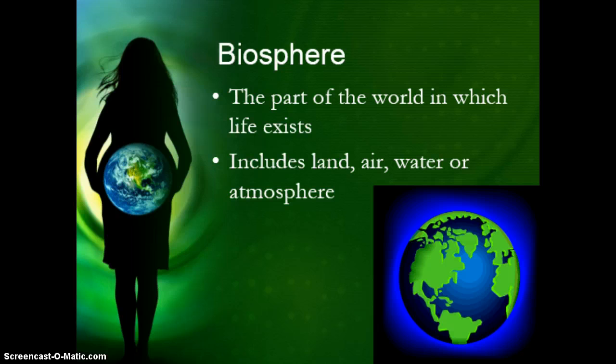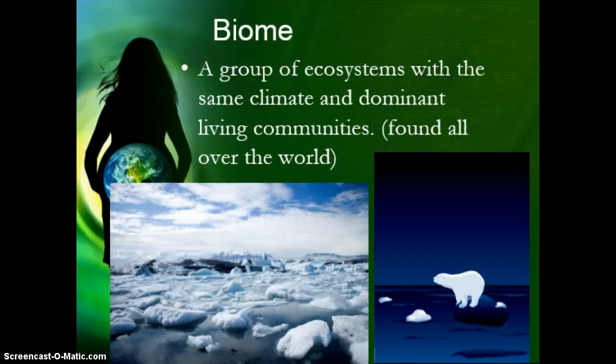So if we go back and remember what the biosphere is, that's just everywhere where life exists in the world. So it includes pretty much all of the land, some of the air down in the troposphere, any of the water where you have living things, any of the atmosphere where you have living things. Then the level under that is biome. This is a group of ecosystems that all have the same climate and dominant living communities.